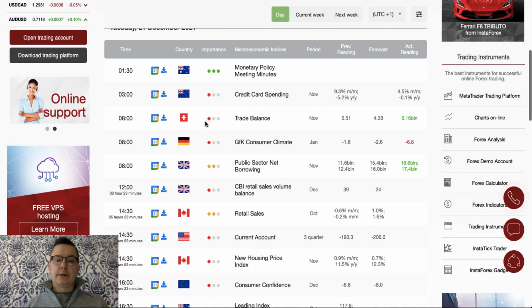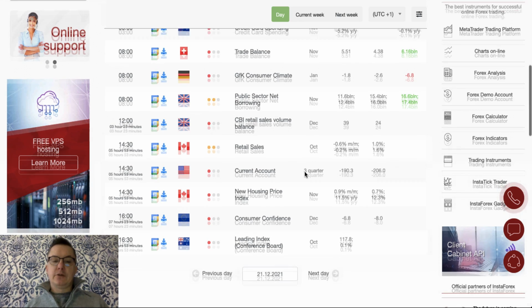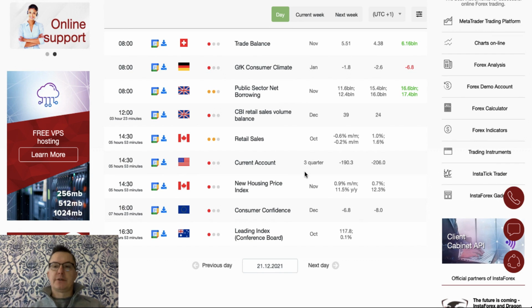And during the London session, we got trade balance from Switzerland scheduled for release at 8 o'clock. GFK consumer climate, as you can see, already released at 8 o'clock, minus 6.8% versus minus 2.6%, which means the consumer climate is deteriorating drastically in Germany. Public sector net borrowing data from the UK has been released at 8 o'clock, and the net borrowing is increasing to £16.6 billion. As you can see, this is everything for the London session.